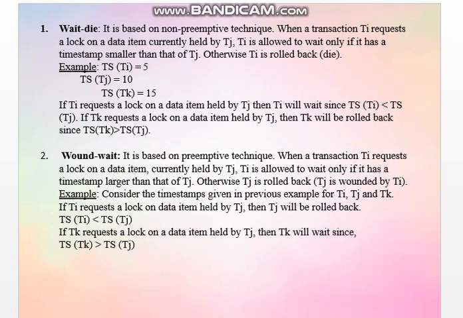When a transaction Ti requests a lock on a data item currently held by Tj, Ti is allowed to wait only if it has a timestamp smaller than Tj. Otherwise, Ti has to roll back or die.